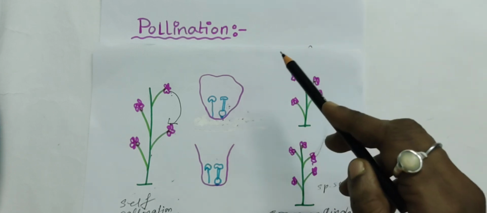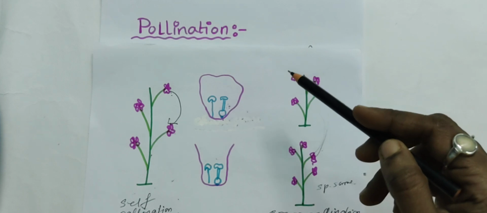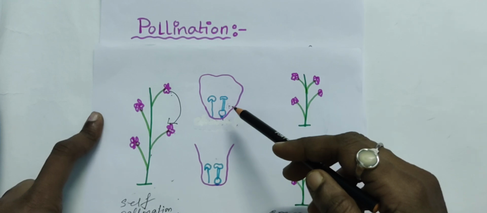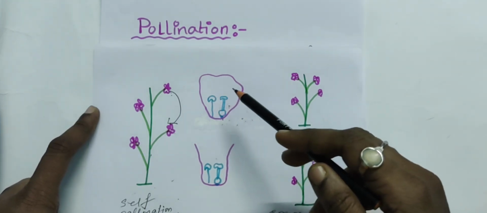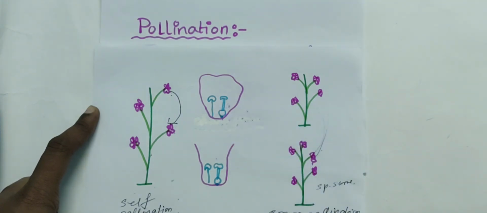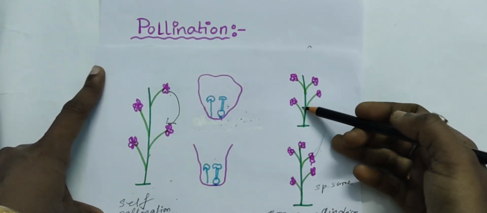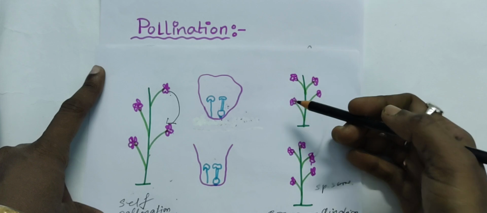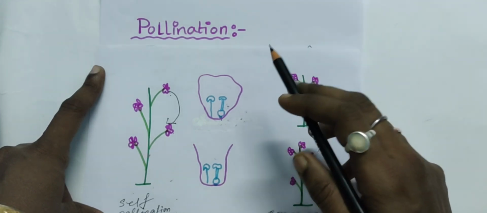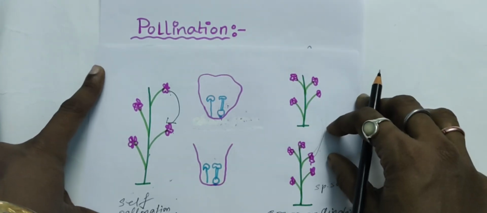It is actually a very important process before fertilization in the sexual reproduction of flowering plants. Because if there is no transfer of pollen grain to the stigma, then the male gamete will not reach the gynoecium, the female gamete. Then there will be no fertilization, and if there is no fertilization, then the species will not be able to continue their races. So pollination is a very important step in the sexual reproduction in flowering plants. So let's come in detail.